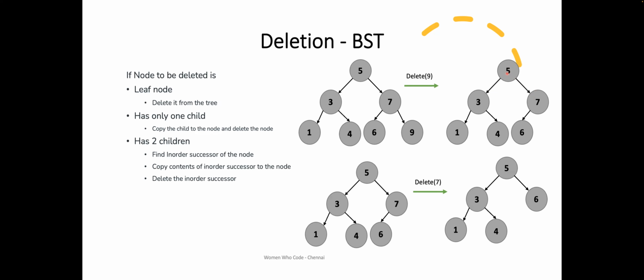Because we are talking about the leaf node, at the bottommost, and when it has a single child. In this case, 5 has 2 children, but 7 has only 1 child. So the only criteria we are talking about are these 2. You can forget about those that have 2 children. We'll come to it in the next slide.